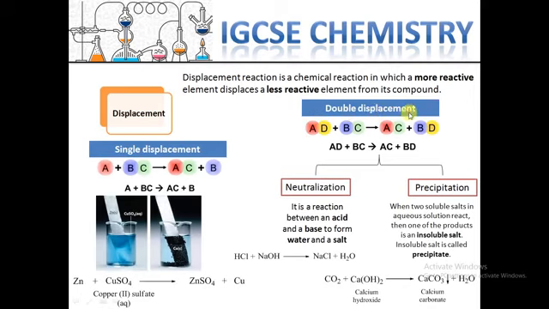Another type of displacement reaction is the double displacement reaction. That means two parts of two compounds can replace each other. Here, for example, A is replaced with B, and we have AC, and B is replaced with A, and finally we have BD as a product. Double displacement can also be divided into two groups: neutralization and precipitation.